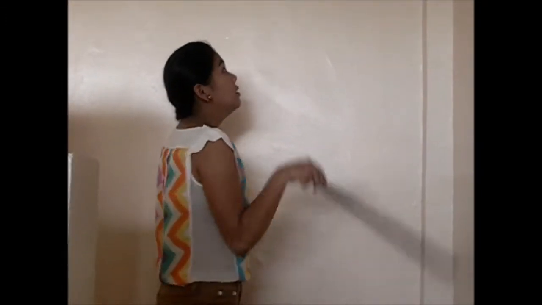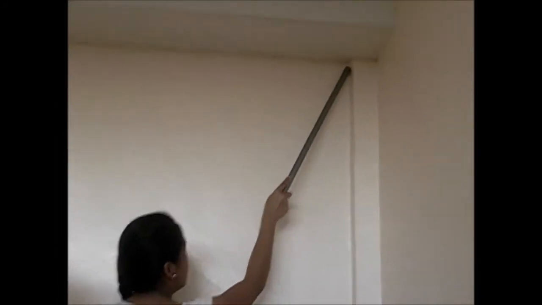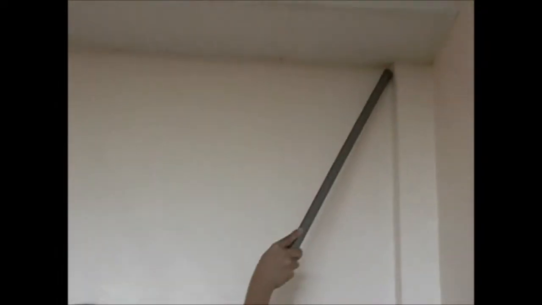Theorem 11. Through a point not in a plane, there is one and only one plane parallel to this plane. In Theorem 11, this is our point not in a plane. It is parallel to this.